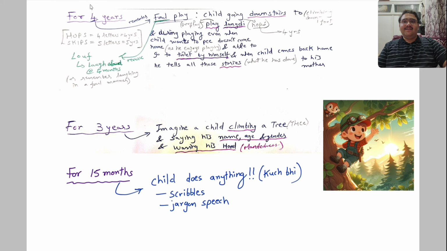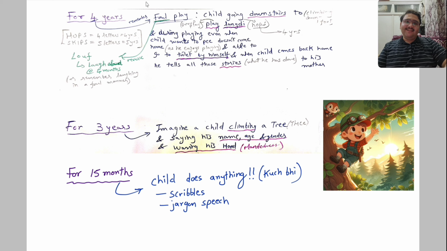So at 4 years, remember foul play. Child going downstairs to play langri, like the child hops. And during playing, even when the child wants to pee, he doesn't come home as he enjoys playing, and he's able to go to the toilet by himself. And when the child comes back, he tells all these stories to his mother, what he has done.